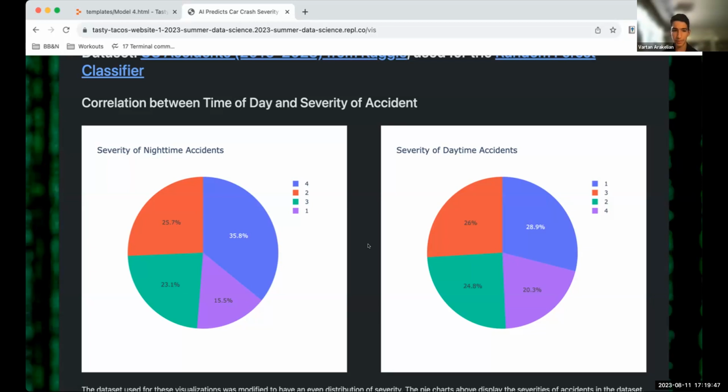As for the severity of 1, 15.5% of accidents that happen during the night have a severity of 1, while 28.9% that happen during the day have a rating of 1, which is a 13.4% increase. And from this, we can conclude that the lack of lighting during the night leads to accidents being more severe.